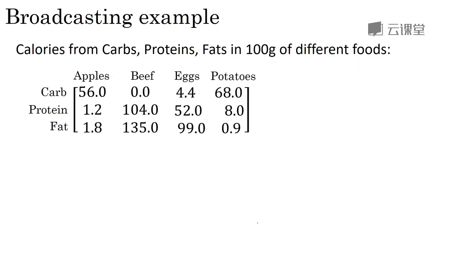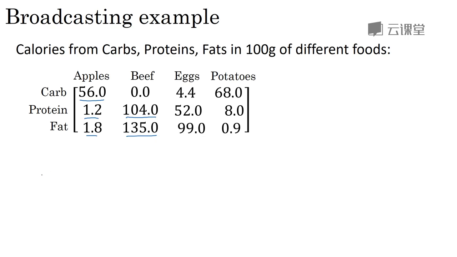In this matrix, I've shown the number of calories from carbohydrates, proteins, and fats in 100 grams of 4 different foods. So for example, 100 grams of apples turns out has 56 calories from carbs and much less from proteins and fats. Whereas in contrast, 100 grams of beef has 104 calories from protein, 135 calories from fat.